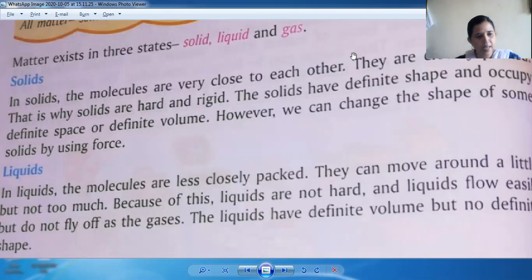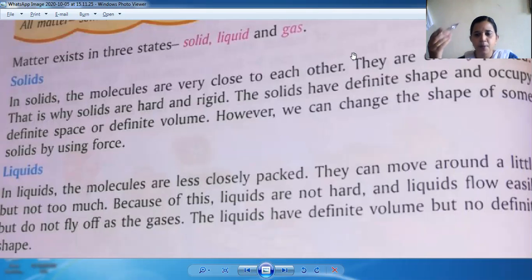For example, if you take this pencil, it is a solid in nature. It has a definite shape and a definite volume. When you weigh it, it has some volume and weight. However, we can change the shape of some solids by using force. If we apply force on solids, we can change the shape.